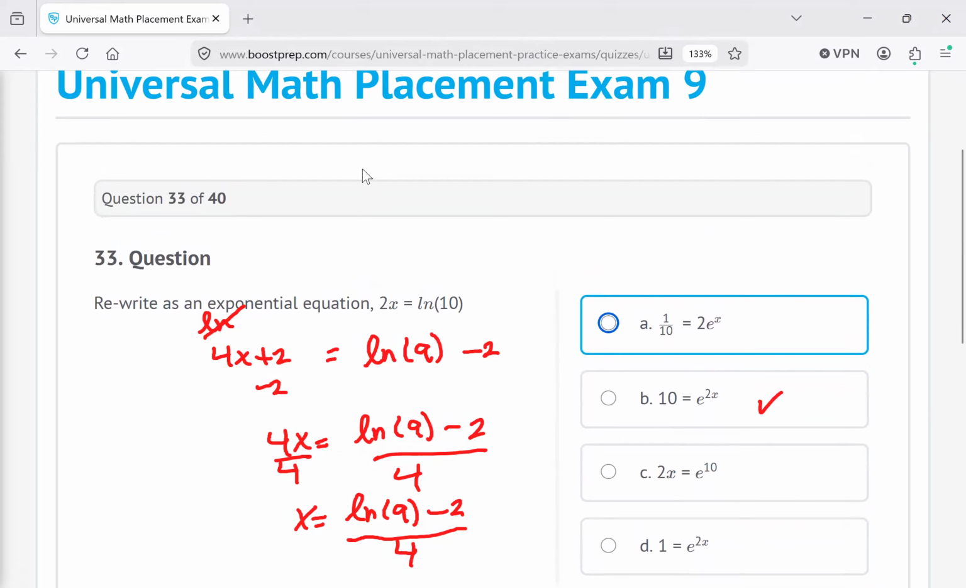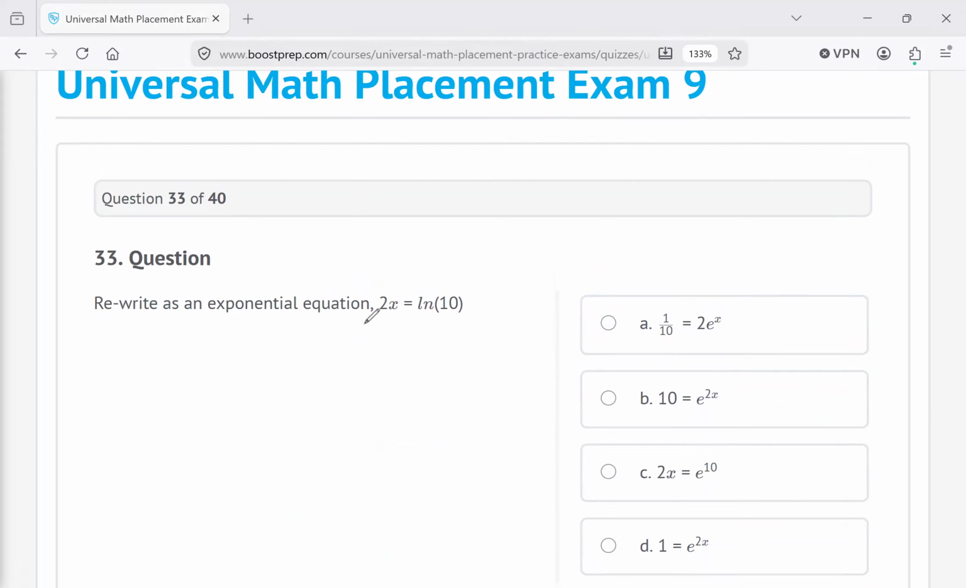Rewrite as an exponential equation. I think they want you to take the e. So yeah, go ahead and take the e on both sides.